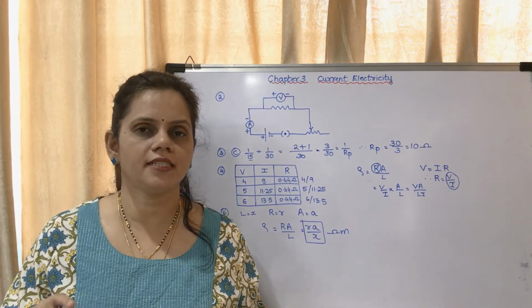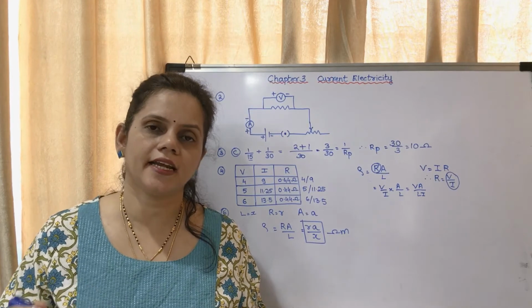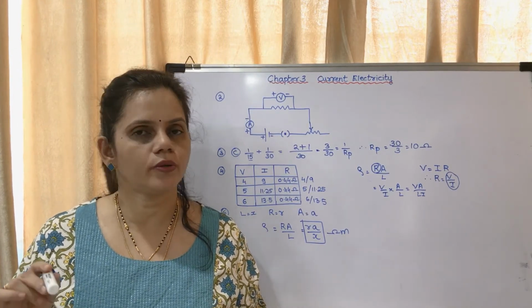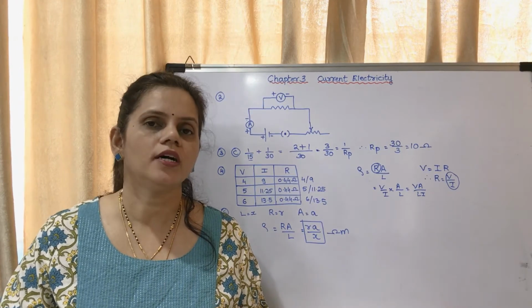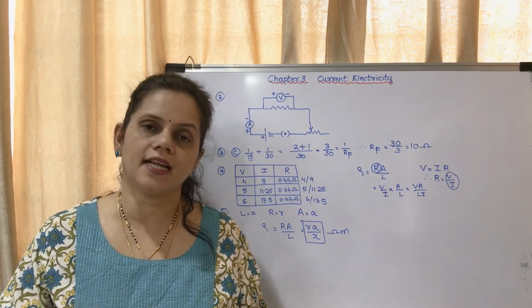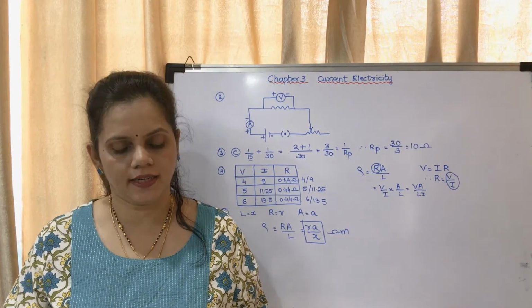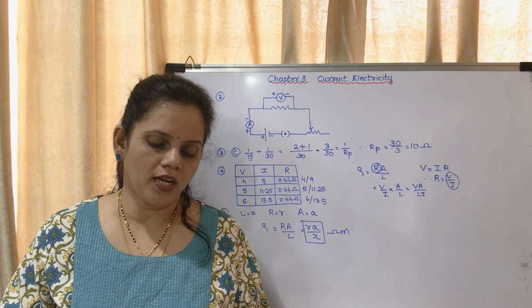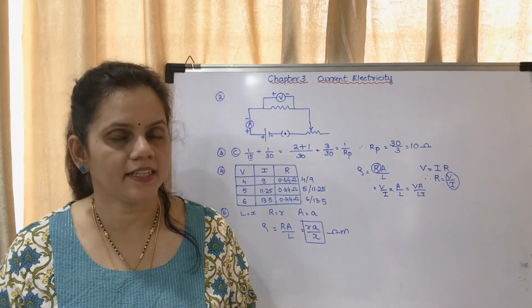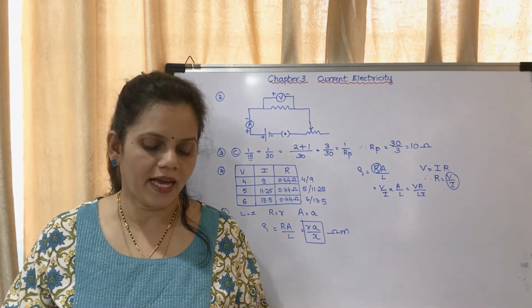In case of series connection, RS is greater than R1, R2 or R3. The same case here also. As X is larger than X1, X2, X3, they are connected in series. X is smaller than X1, X2 and X3. That means they are connected in parallel.